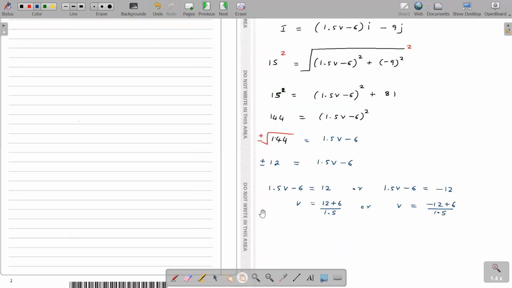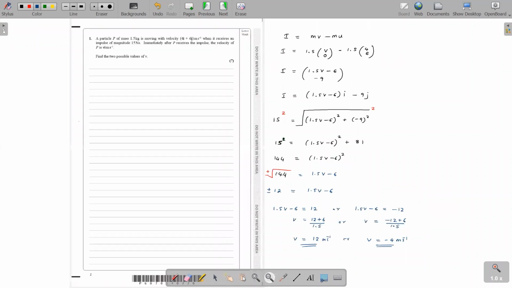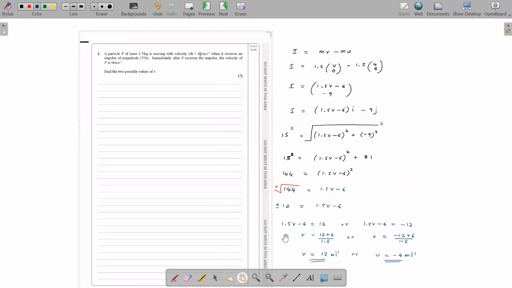So simplify. 12 plus 6 is 18. 18 divided by 1.5 gives me 12 meters per second. On the other one, minus 12 plus 6 is minus 6, divided by 1.5 gives me minus 4 meters per second. So these are the possible values of v. They ask you to find the two possible values of v.